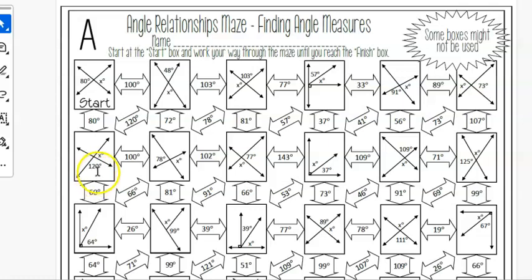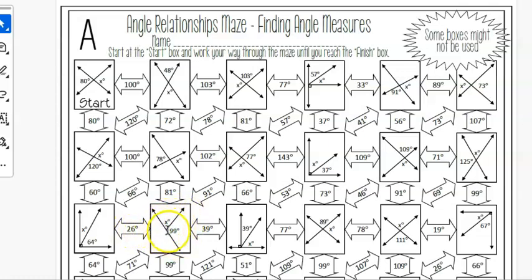And so we would do 180 minus 120, which is 60, which would take us down this path. And then we see this angle pair, we can see that these two angles are complementary angles. They sum up to 90. So we would do 90 minus 64. And you could either go this path, or downward. 90 minus 64 is 26, so we would come this way.